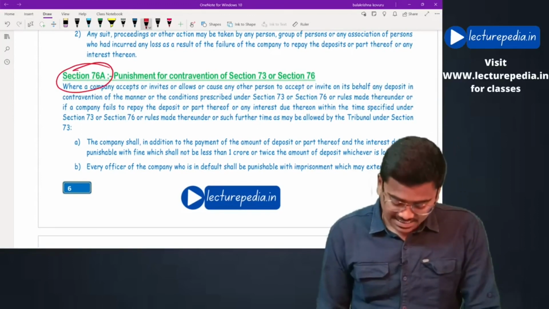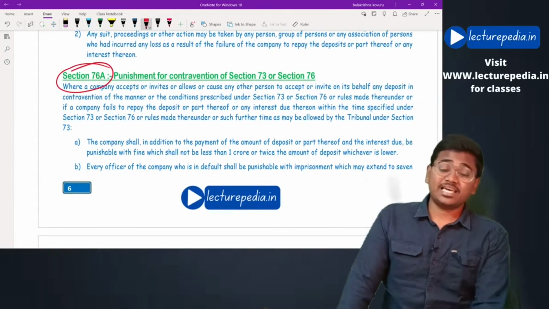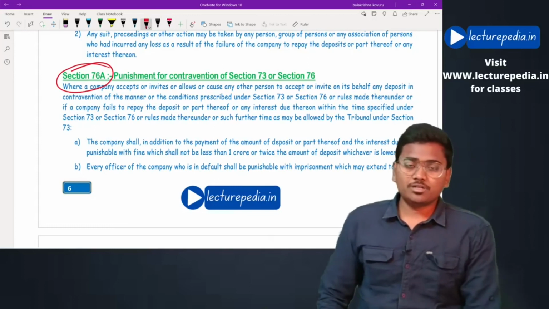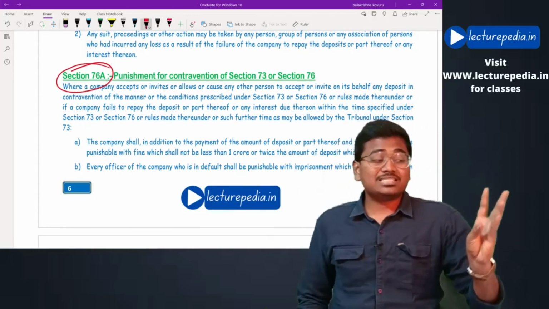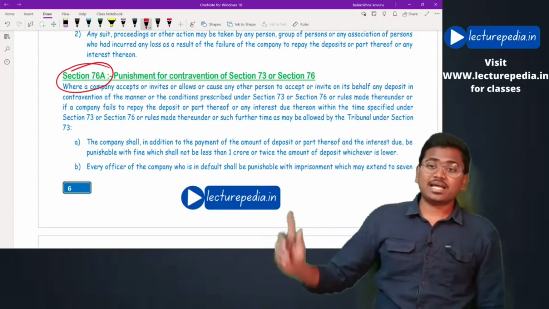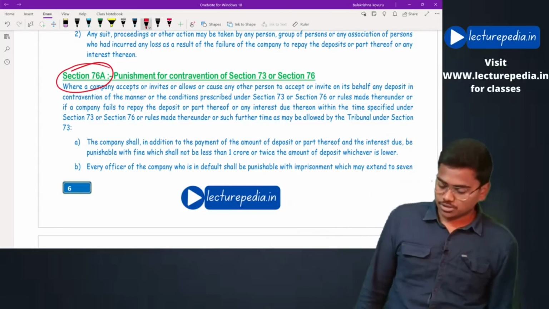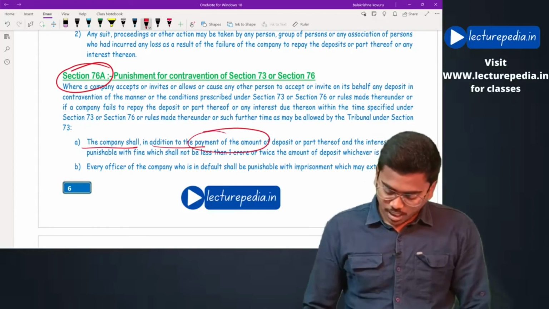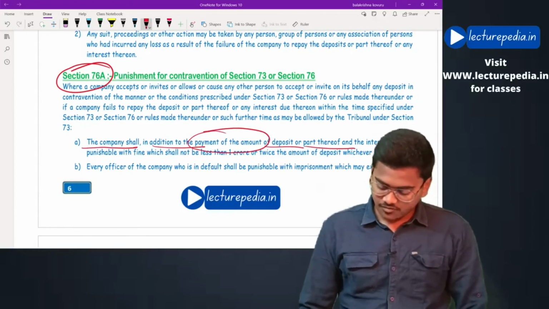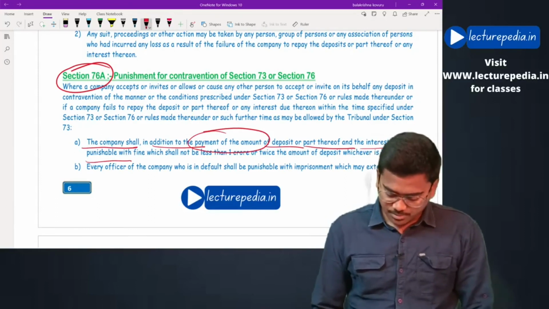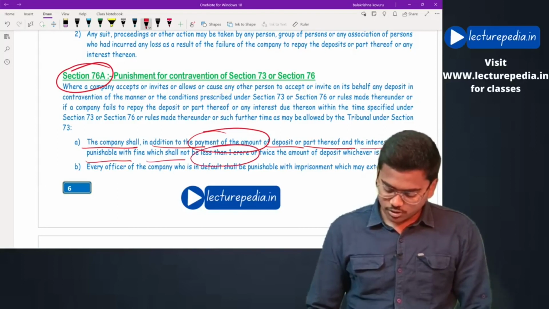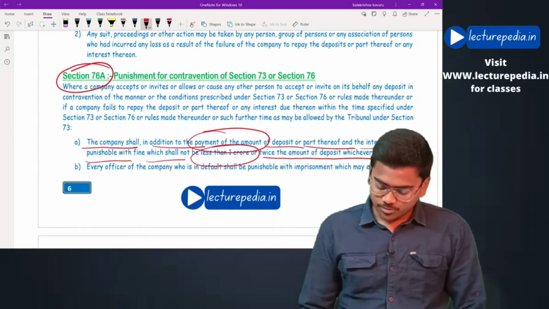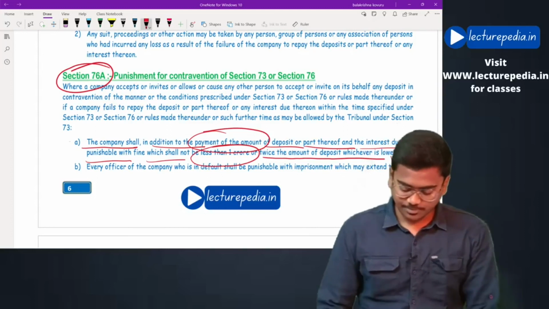Next, section number 76A. If you contravene provisions of section number 73 or 76, then penalty as per 76A will be imposed. What is the penalty? The company shall, in addition to payment of amount of deposits or part thereof and interest due, be punishable with fine which shall not be less than 1 crore rupees or twice the amount of deposit, whichever is lower. This is a penalty on company.